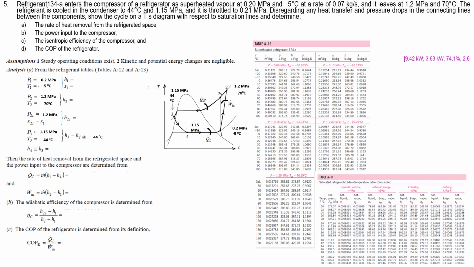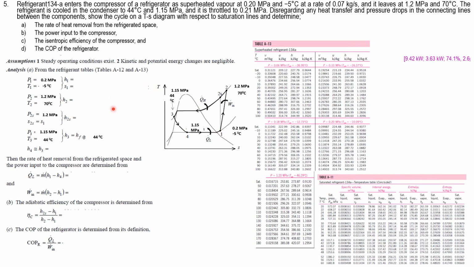Now let's come to question number 5. In question number 5, you have R134A that enters the compressor of a refrigerator as superheated vapor. Now you must pay attention to this. Refrigerant R134A enters the compressor of a refrigerator as superheated vapor. No more saturated vapor. So if it's a superheated vapor, then it's no more at the line of the dome. It is outside of the line of the dome. So that is why on your TS diagram, it will be drawn outside of the line.